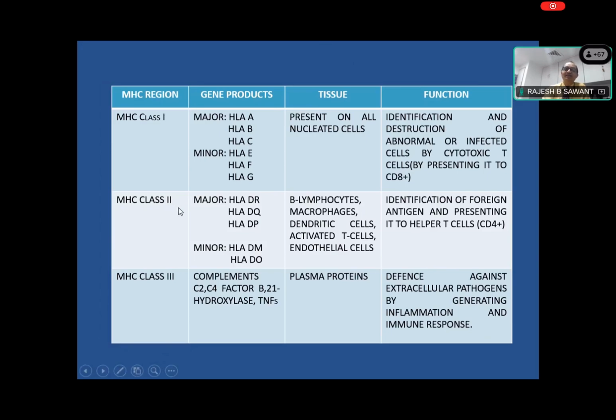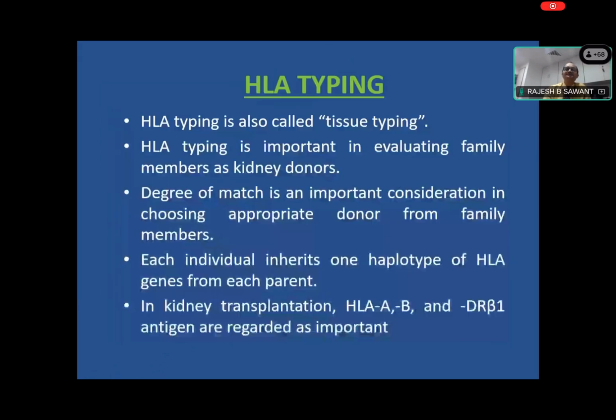Whereas HLA class 2 will include HLA DR, DQ, and DP, and there are some minor ones like HLA DM, HLA DO, etc. Now these are typically present on B lymphocytes, macrophages, dendritic cells, activated T cells, and endothelial cells, and they do the function of identification of foreign antigen and presenting it to the helper T cells, which are CD4 positive cells, right? So HLA typing is also known as tissue typing, and it is important.